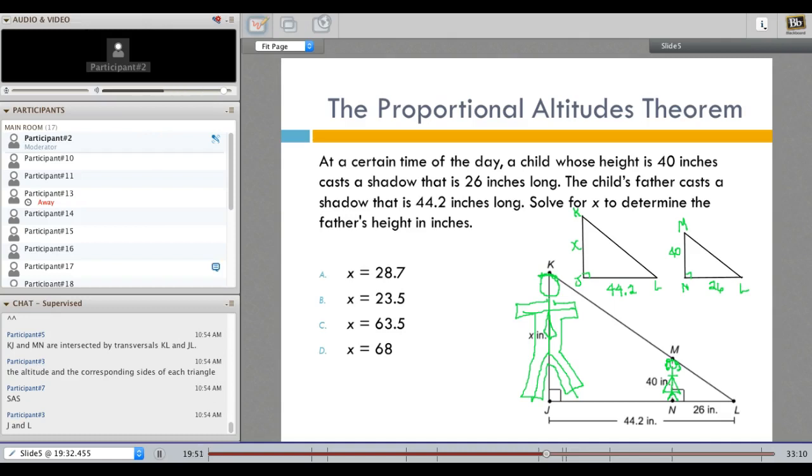Good. Triangle. Okay, so angle J is the same as angle what? Angle J is congruent to, yes, angle N. They're both right angles, right? What's the other one? Angle L has to be congruent to angle L.